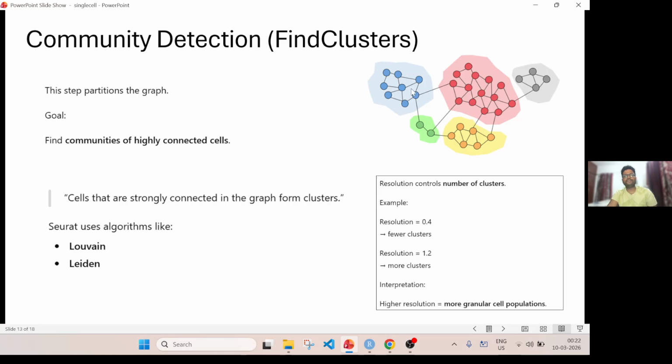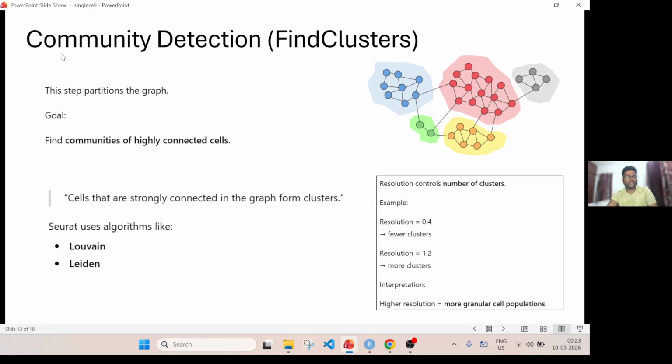There are different ways of clustering; Seurat uses algorithms like Louvain and Leiden. The logic is that you have to break the network such that the within distance is very high, whereas the between distance is very low. That means within a cluster they are more closely related than between clusters. For example, this blue is more connected to blue compared to how blue is connected to red. With that logic we will do the clustering.